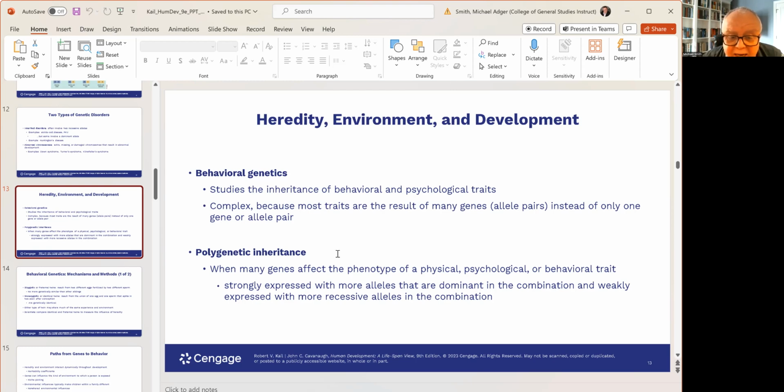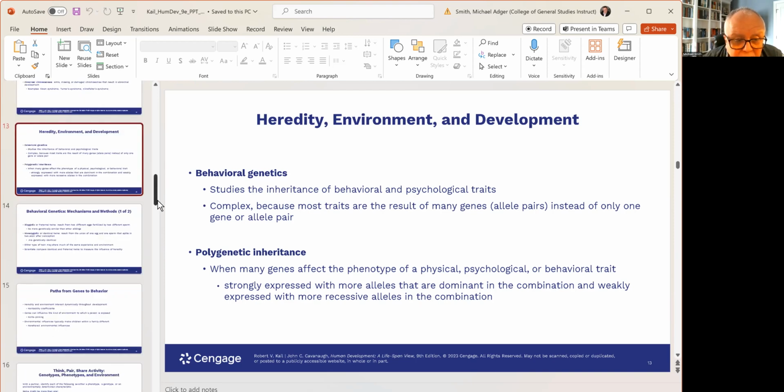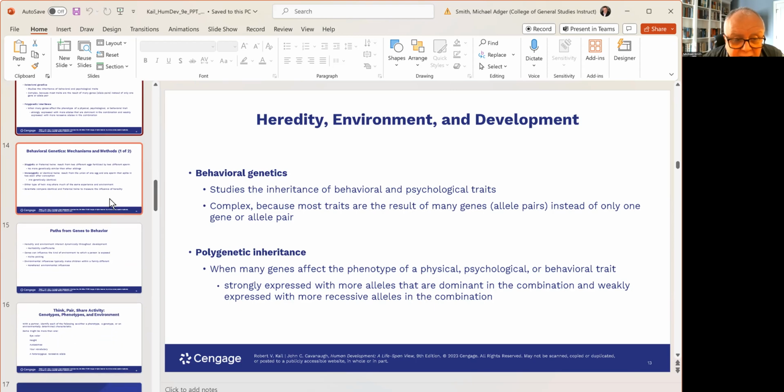There can be polygenetic inheritance when genes affect the phenotype of a physical, psychological, behavioral trait. It gets strongly expressed with more alleles that are dominant in the combination and weakly expressed in those that are recessive. So you can have a double small a or a double capital A in those traits and get two dominant genes for a trait or two recessives, and they will cause certain genetic problems that happen in a child.